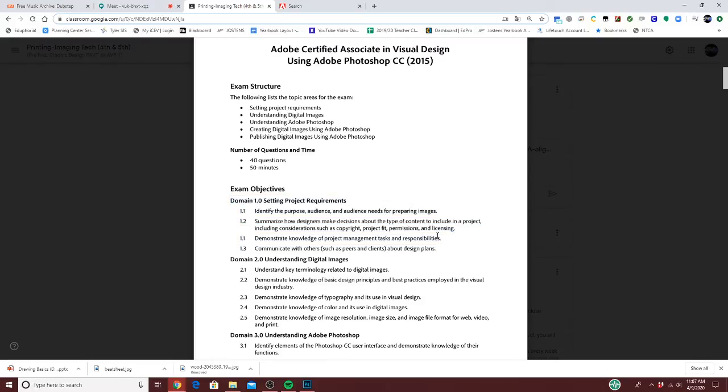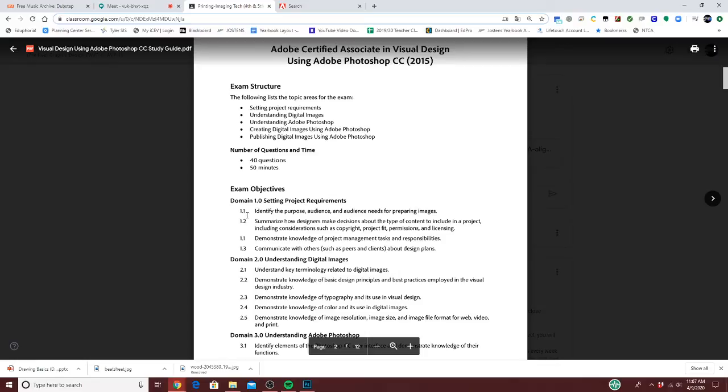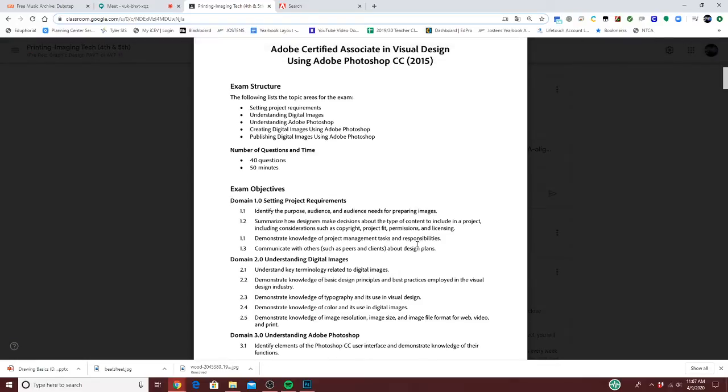We're going to be going over each domain. In each domain, they have a certain amount of substructures that you need to know and understand. So graphic design, folks, we will be at 1 p.m. This is going to be domain number 1. We're going to be going over identifying purposes of audience needs, preparing for images. We're going to go over summarizing how designers make decisions about the type of content to include in a project, including copyright, project fit permissions, and licensing. We're going to go over demonstrating knowledge, project management tasks, and of course how you communicate with clients and peers, which you've kind of been going over already, graphic design folks.